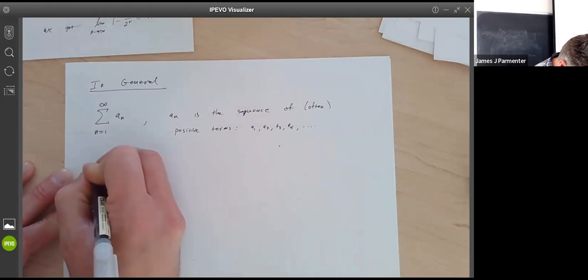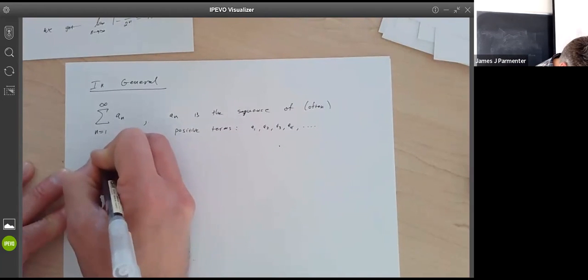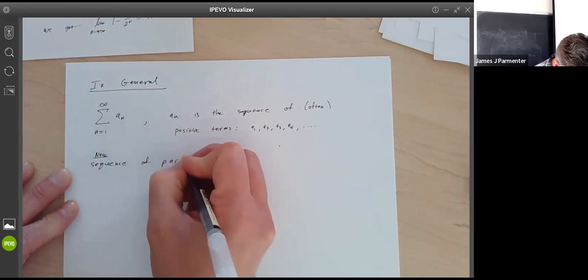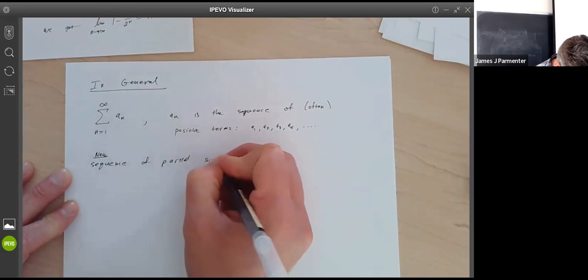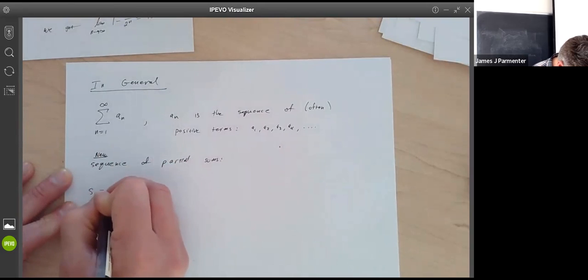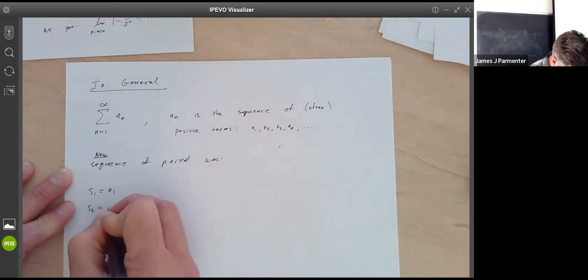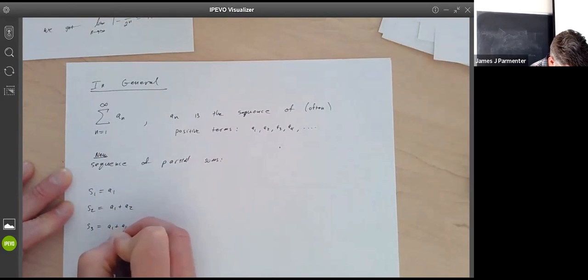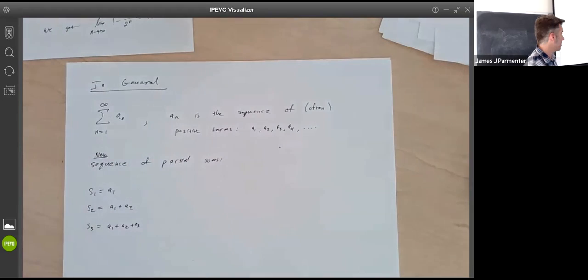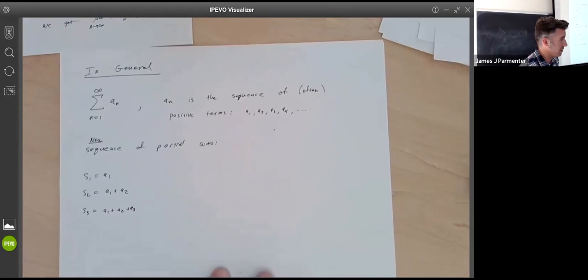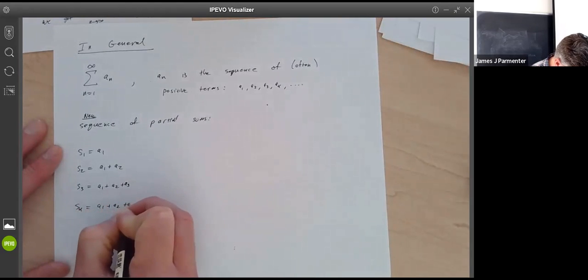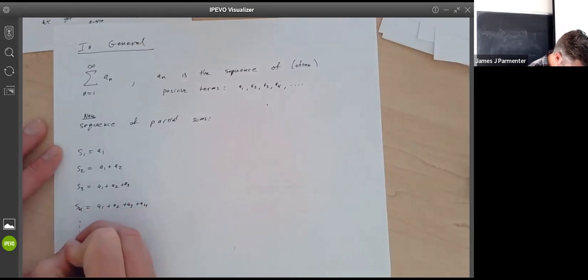So then a new sequence that we're going to create of partial sums. The first partial sum is the first term. The second partial sum is the sum of the first 2 terms. The third partial sum is the sum of the first 3 terms. It's a partial sum because we're not adding up everything. We're just adding up part of it. And we just keep going, all the way down to some nth partial sum.